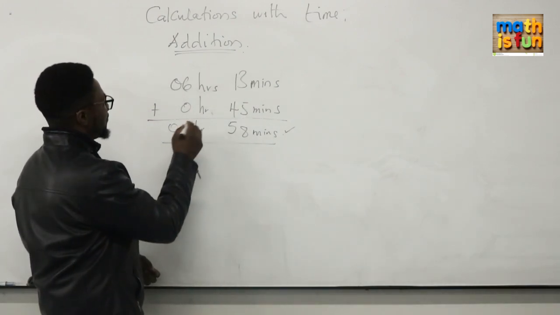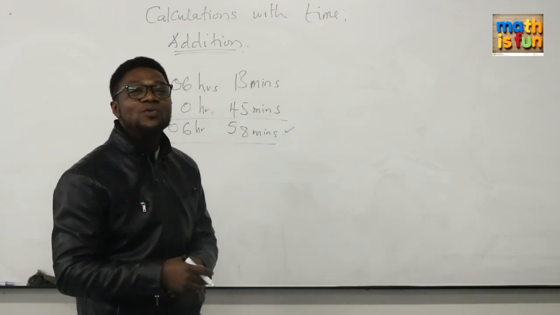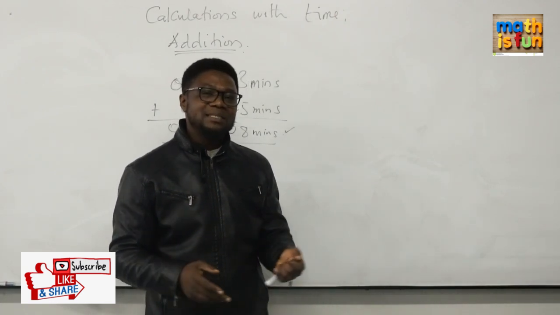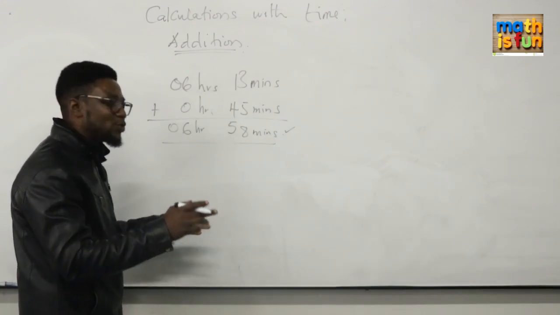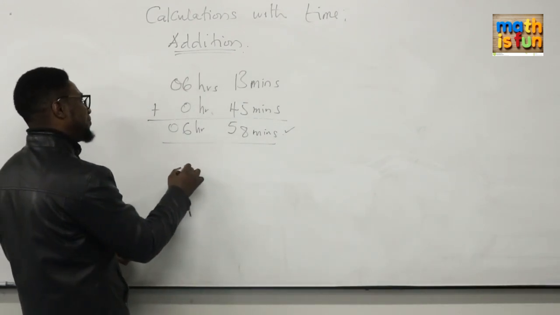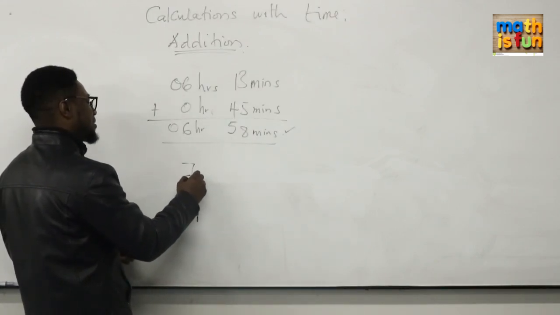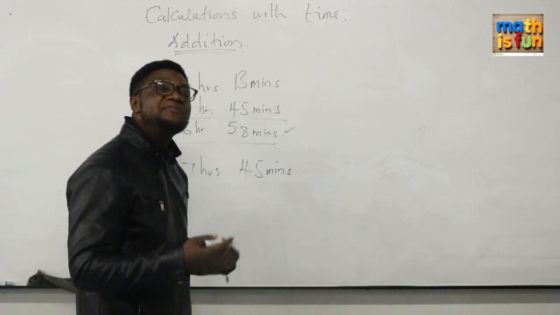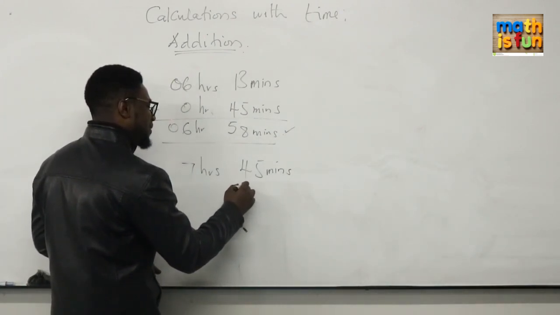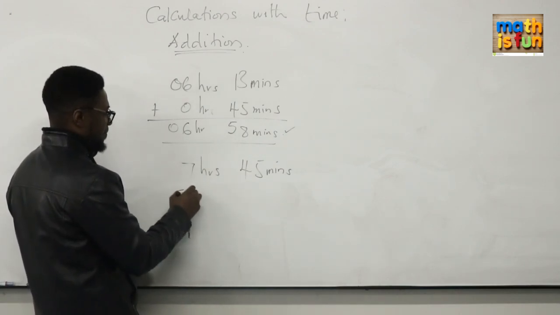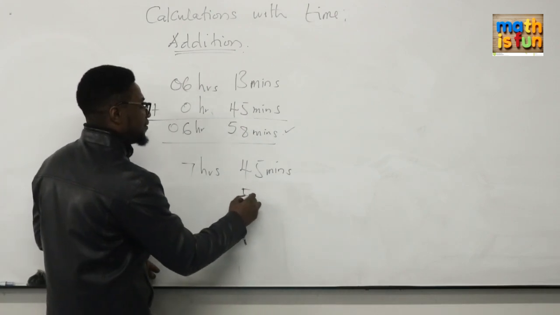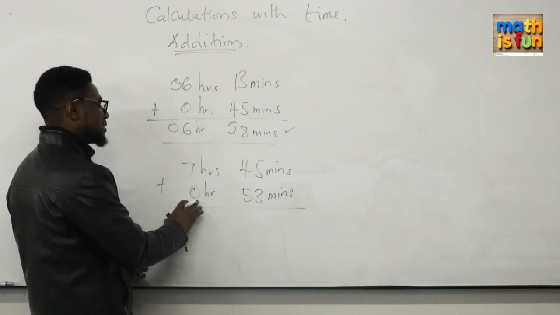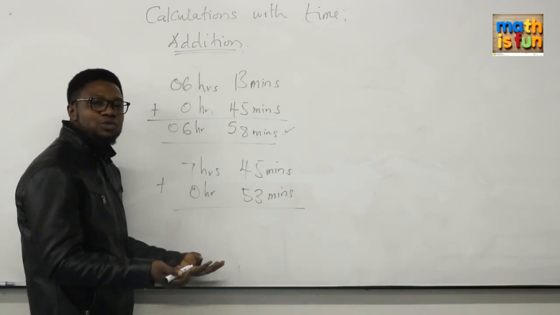Then, fast forward. What if my minutes go above 60 minutes? What do I do with that? How do we deal with it when we get to the crossroad? Supposing someone leaves work around 7 hours 45 minutes, and the person spends 53 minutes on the way. So in terms of hours, the person is spending 0 hours, but only 53 minutes on the way. How do we deal with this?